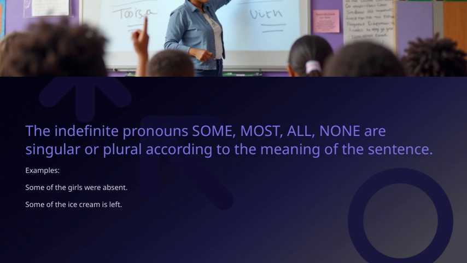These indefinite pronouns like some, most, all, none can be either singular or plural depending on what they refer to in the sentence. If they refer to a singular noun or a singular part of a whole, we use a singular verb. If they refer to a plural noun or group, we switch to a plural verb. Understanding this helps us make our sentences grammatically correct and clear. Remember, the key is to look at what the pronoun is referring to and choose the verb form that matches. This is essential for maintaining consistency and clarity in our communication, especially when we're talking about quantities or groups.